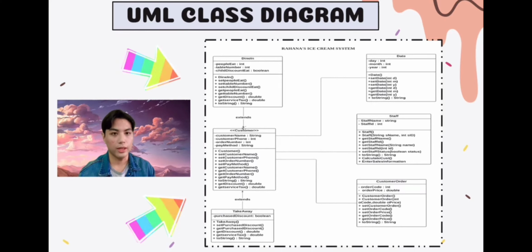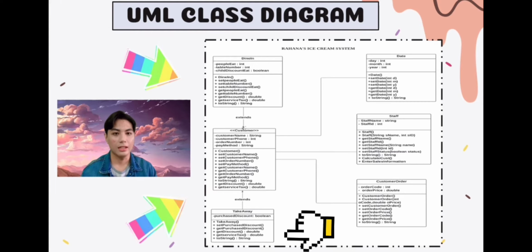And the last one is the toString to show the output. Okay, in the takeaway class, we have purchase discount as the attribute. It will be a boolean, and the methods will be set purchase discount, get purchase discount, get discount, get service tag, and toString.